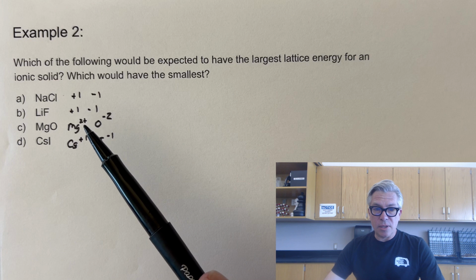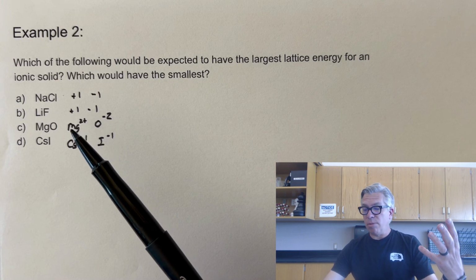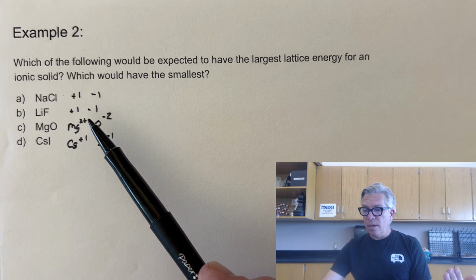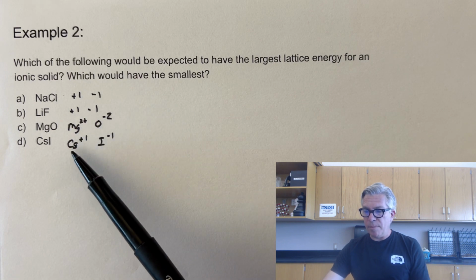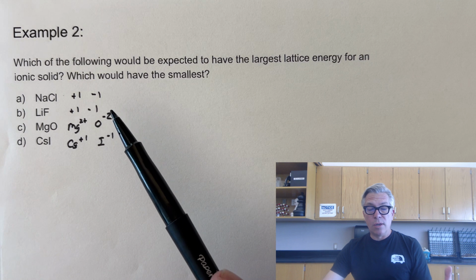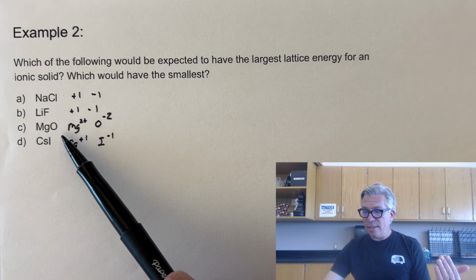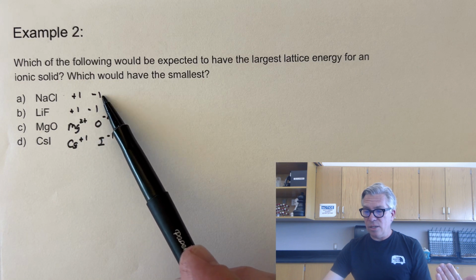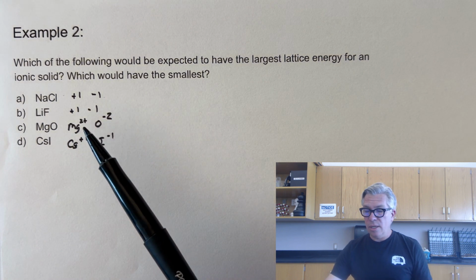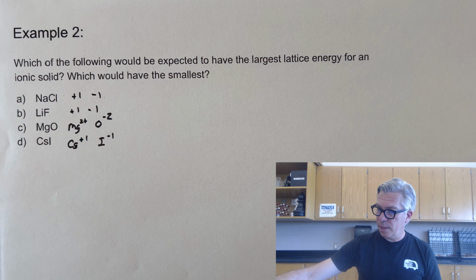And because Coulomb's law says the force is proportional to the product of the charges, 1 times 1 is just 1, and that's true for 3 of them, but 2 times 2 is 4. So this lattice energy is probably almost 4 times as big as the lattice energies of the other ones, because the charge plays the most important role in that.